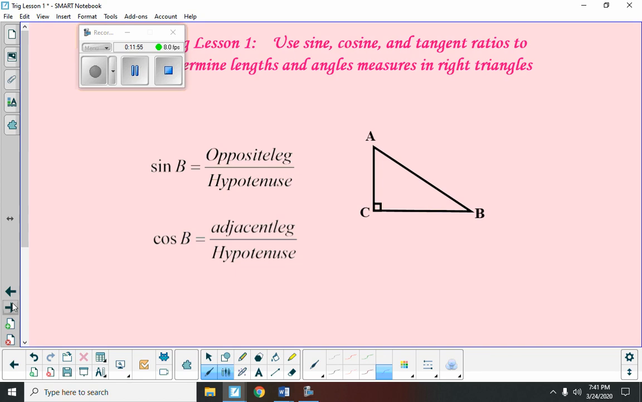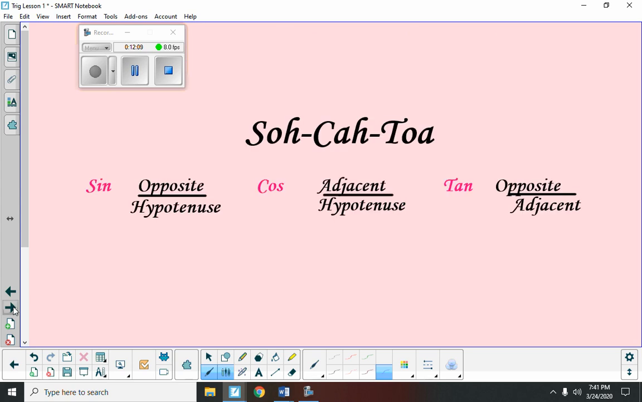All right, there are two other trig functions we're going to deal with, and that would be sine, which is defined as the opposite leg over the hypotenuse, and cosine, which is the adjacent leg over the hypotenuse. And if you'll recall, we use the acronym SOHCAHTOA to remember these. So S stands for sine, which is the opposite over the hypotenuse. Ka stands for cosine, which is the adjacent over the hypotenuse. And toa, like we said, is tangent, and that's opposite over adjacent. So sine, cosine, and tangent.